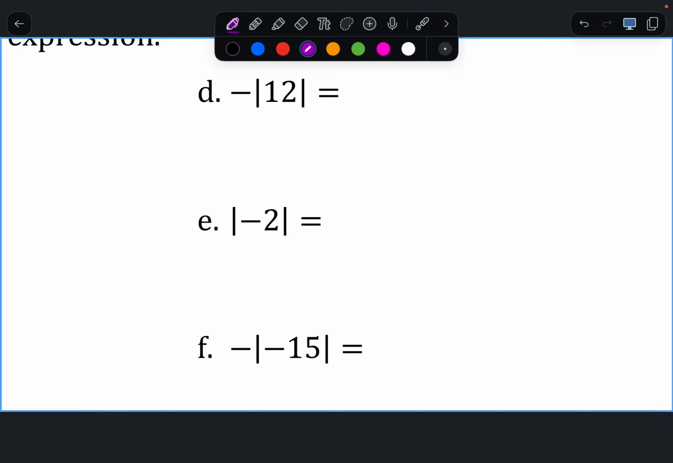Evelyn, what's your answer for D? -12. Lily, what's your answer for E? Good. Ayla, what's your answer for F?